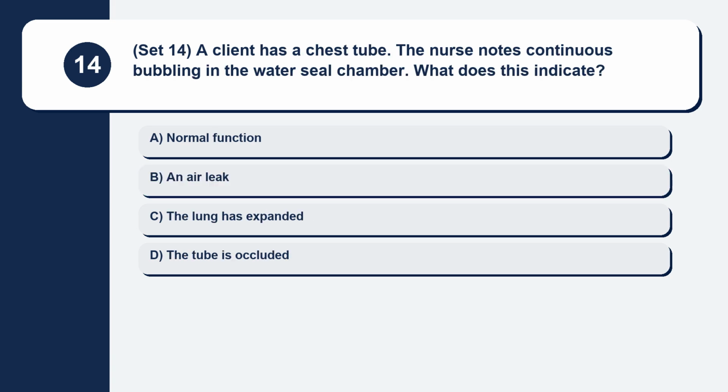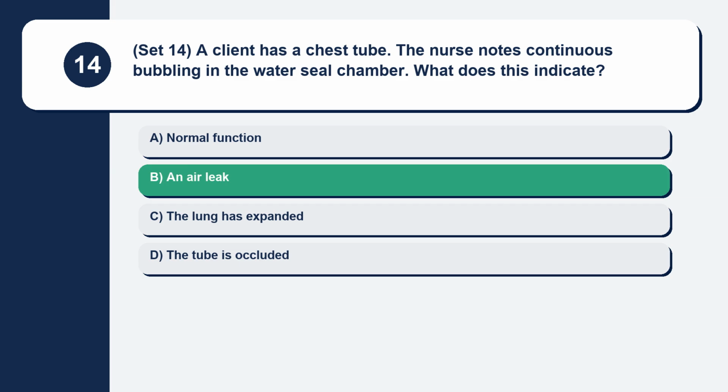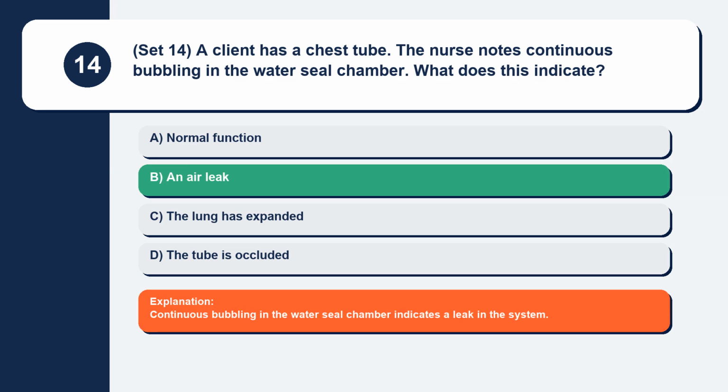Question 14. Set 14. A client has a chest tube. The nurse notes continuous bubbling in the water seal chamber. What does this indicate? Normal function, an air leak, the lung has expanded, the tube is occluded. Continuous bubbling in the water seal chamber indicates a leak in the system.